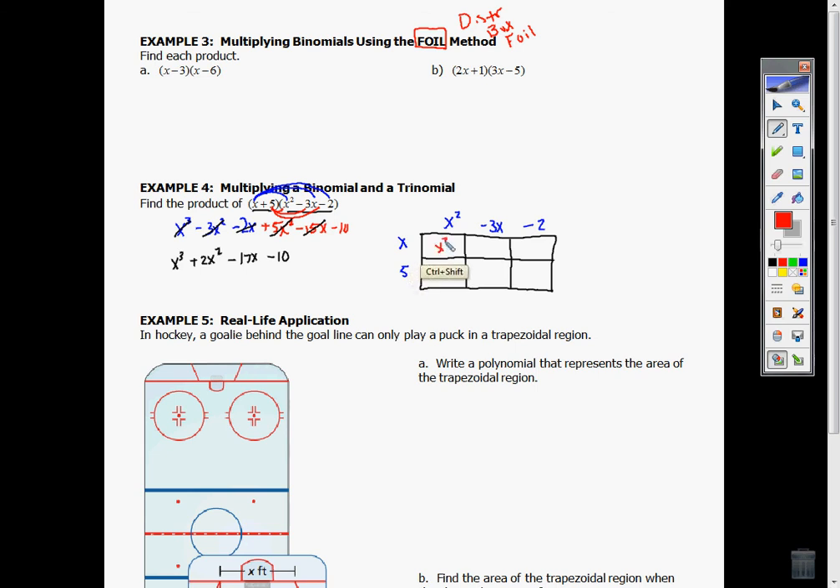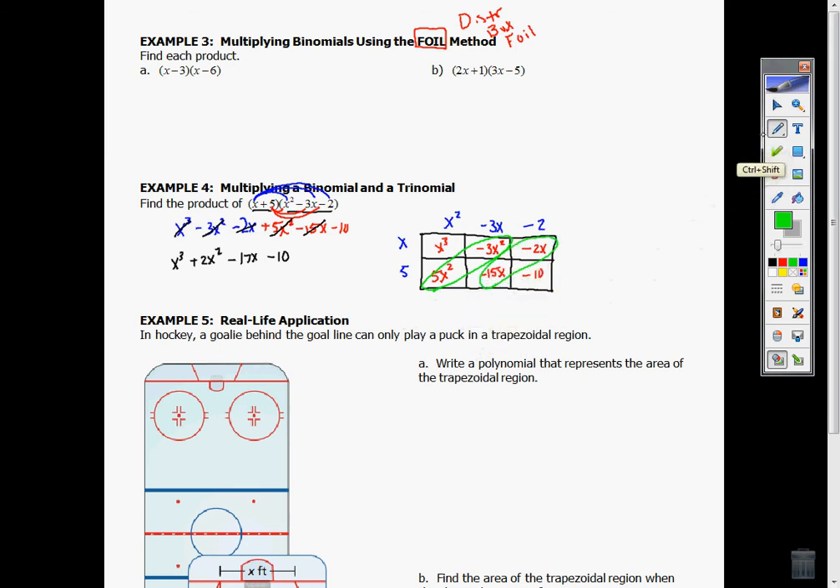I get x cubed here. Over here, I get negative 3x squared. And I get negative 2x. And down here, I get 5x squared. I get negative 15x. And I get negative 10. Just like in the ones before, my like terms are right here on the diagonals. So that's nice and easy to keep organized.